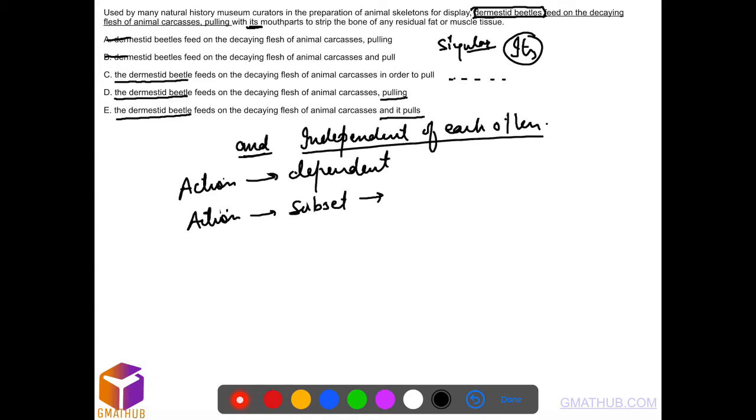Like if we see here, the beetles feed on the decaying flesh and pulling with its mouth parts to strip the bone of any residual fat. Now, are these two independent actions? No. It will strip the bone of any residual fat, and because of that it will feed on the decaying flesh. So these are not independent events, they are connected with each other. So pulling in that case is the right sense. It's like one action is causing the other action. So mostly it's a cause and effect relationship. By pulling the bone of any residual fat, it feeds on the animals. They're connected, they're not independent of each other. So pulling is the right thing.